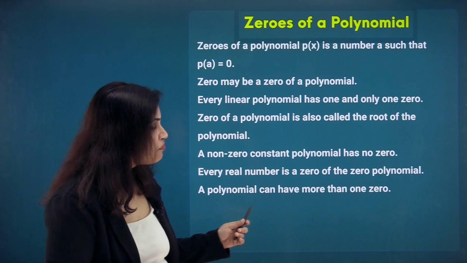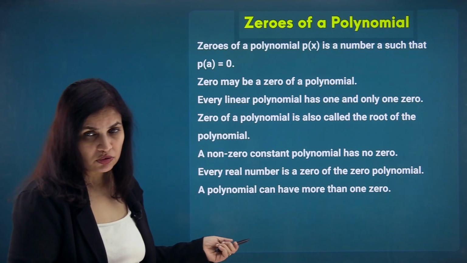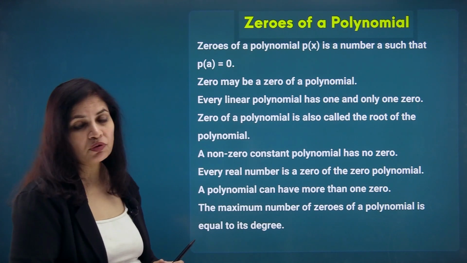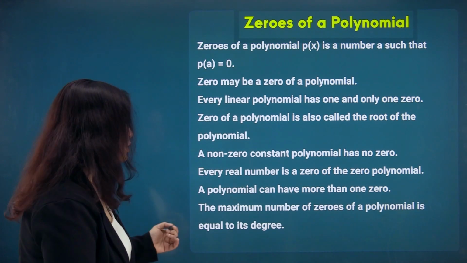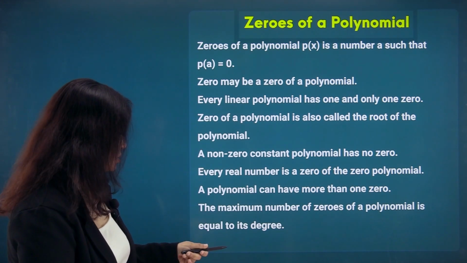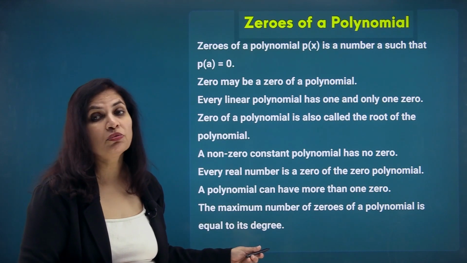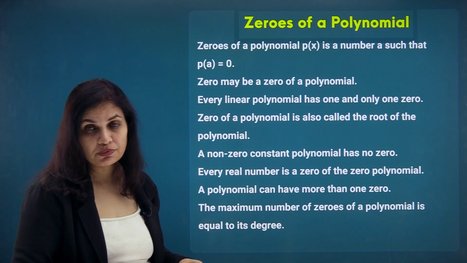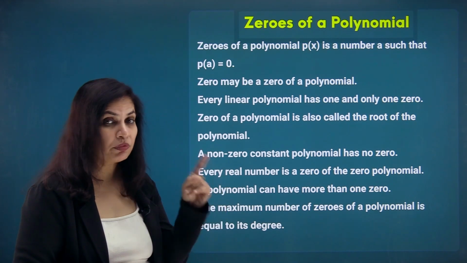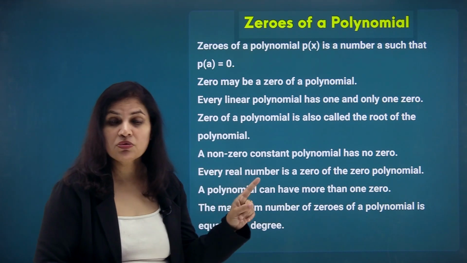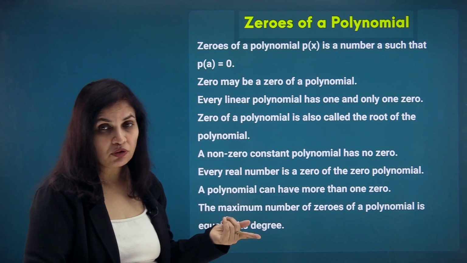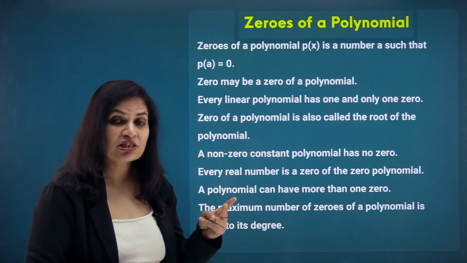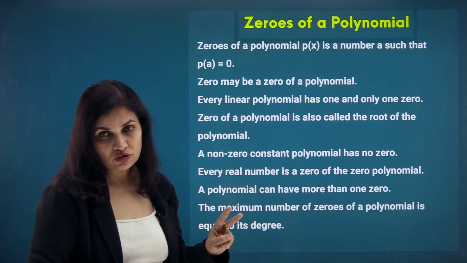A polynomial can have more than one 0, in case of a quadratic or a cubic polynomial. The maximum number of zeros in a polynomial is always equal to its degree. I told you the connection between degree and zeros of the polynomial. If it is a linear polynomial where the degree is 1, the 0 is 1, it cannot exceed beyond 1. If the degree of the polynomial is 2, I can have maximum 2 values of x.